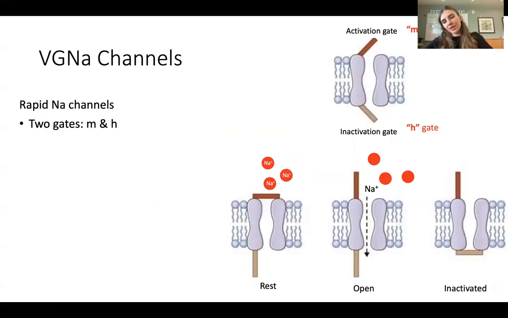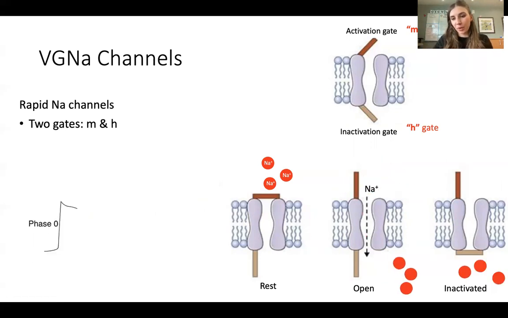Another way to look at this is, here's your voltage-gated sodium channel, and there are two different types of gates. You have an activation gate and an inactivation gate, or they're also referred to as your M and H gates in the literature. When you're in your resting phase, your activation gate is closed. You're not allowing sodium to come into the cell. However, when it opens, you have that huge, quick influx of sodium, boom. Then your inactivation gate closes, and that represents your phase 0 depolarization.